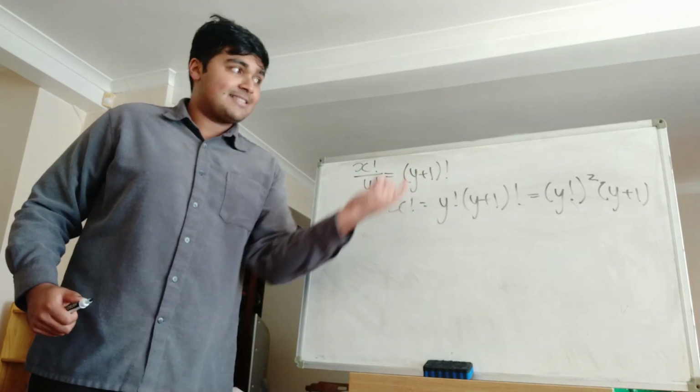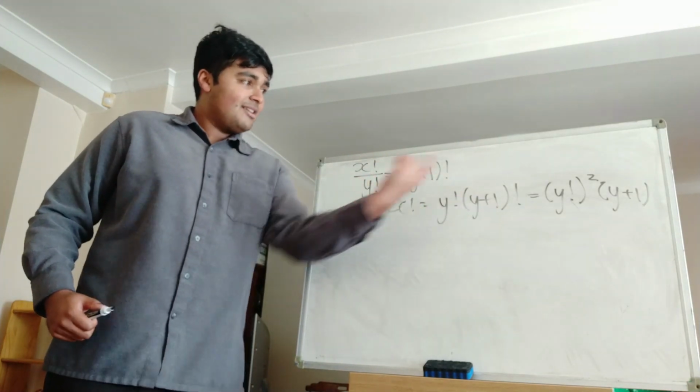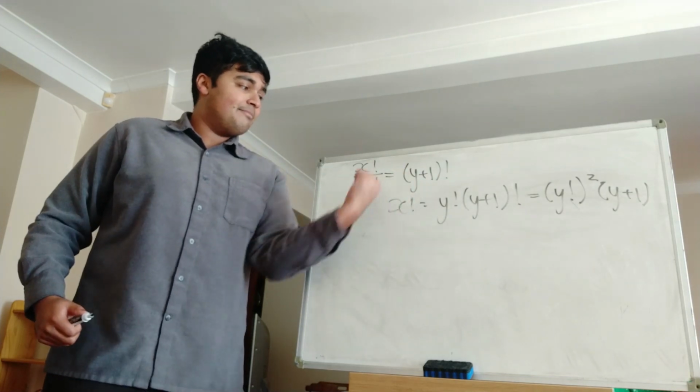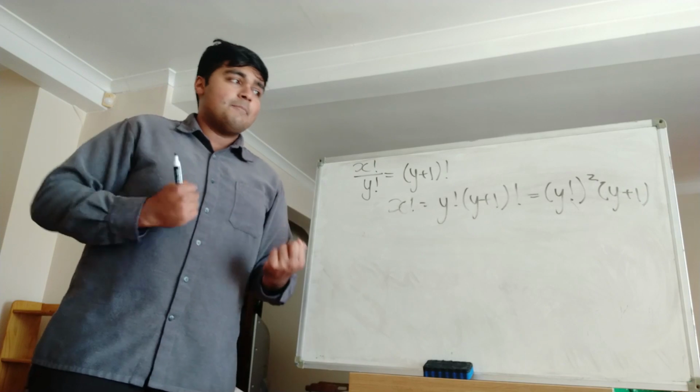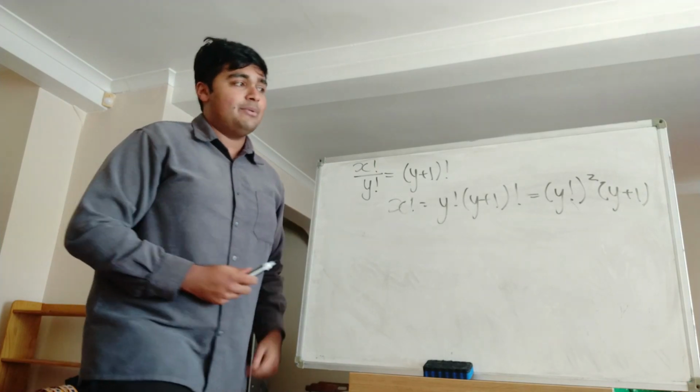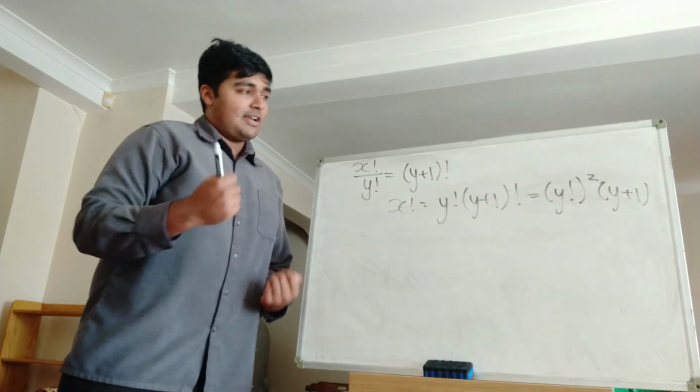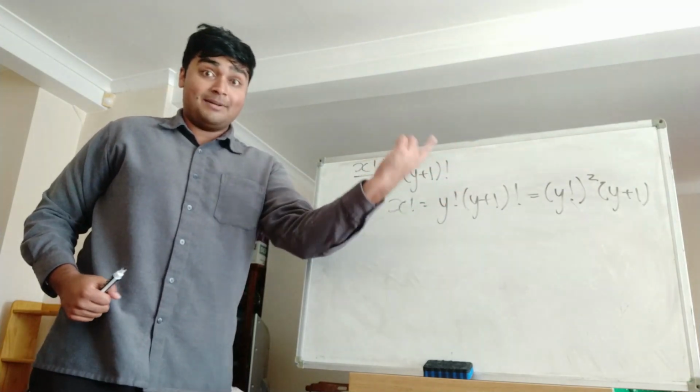Okay, and of course, since the left-hand side equals the right-hand side, we have this idea that most of the prime factors of x factorial will be to even powers, but there may be a handful which are to odd powers, and that will correspond to factors of y plus 1.